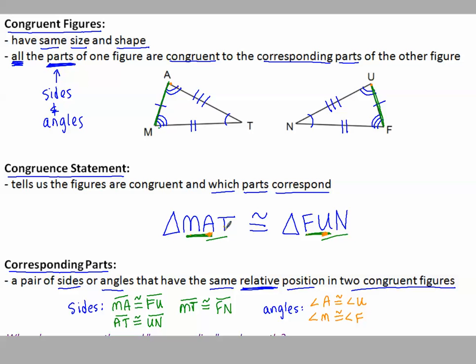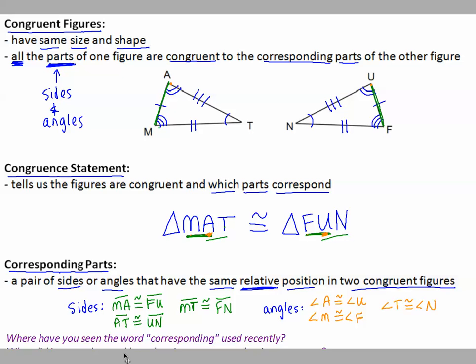And the third ones, T and N. Notice in the picture, T and N both have the same congruent marks. So either we can use the picture because they have the same marks or the congruent statement. It depends on what's given to us.